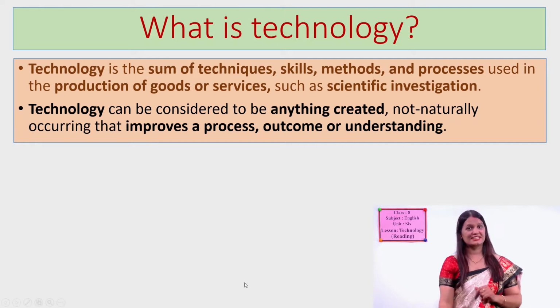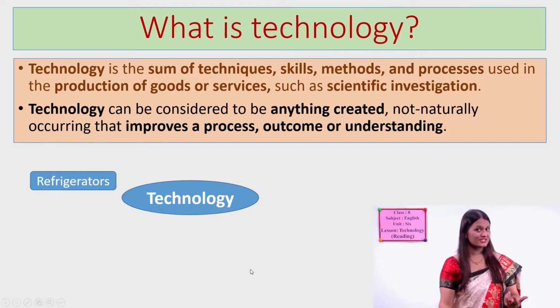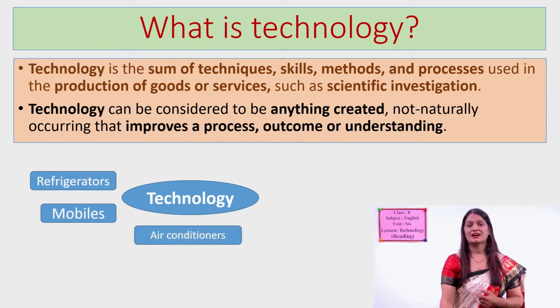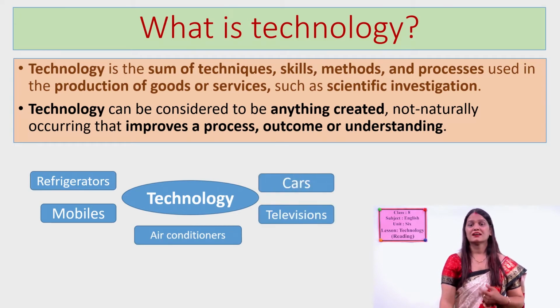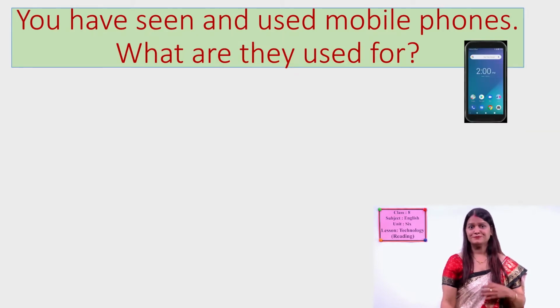You can see here some products of technology: refrigerators, okay, mobiles, air conditioners, televisions, cars, washing machines, etc. Okay, these are some examples. You can see in your house as well so many technologies, and also in the market you can see, right? So let's start talking about a mobile.